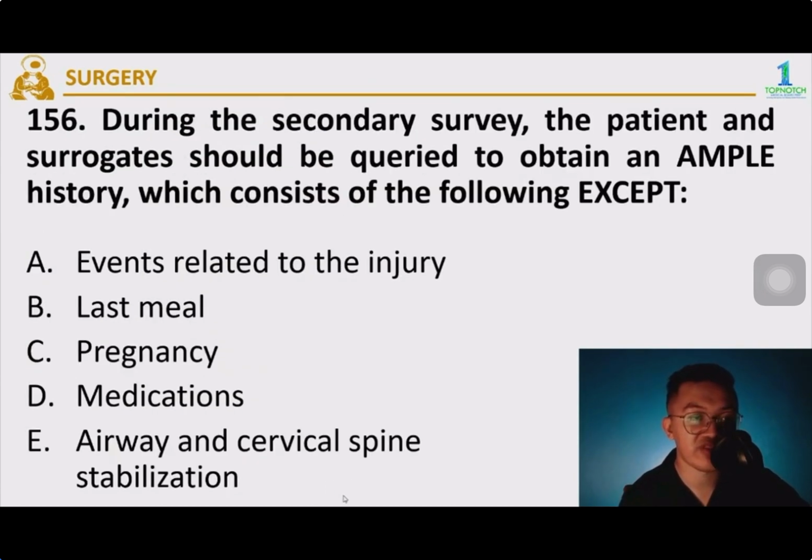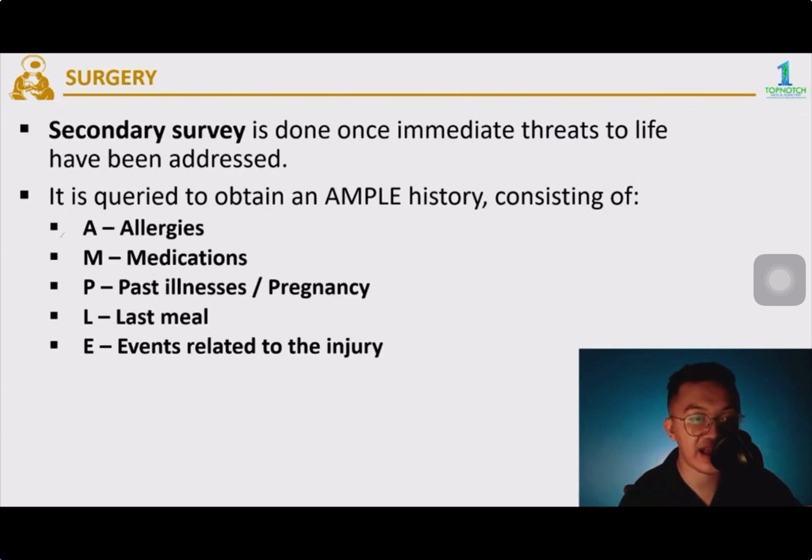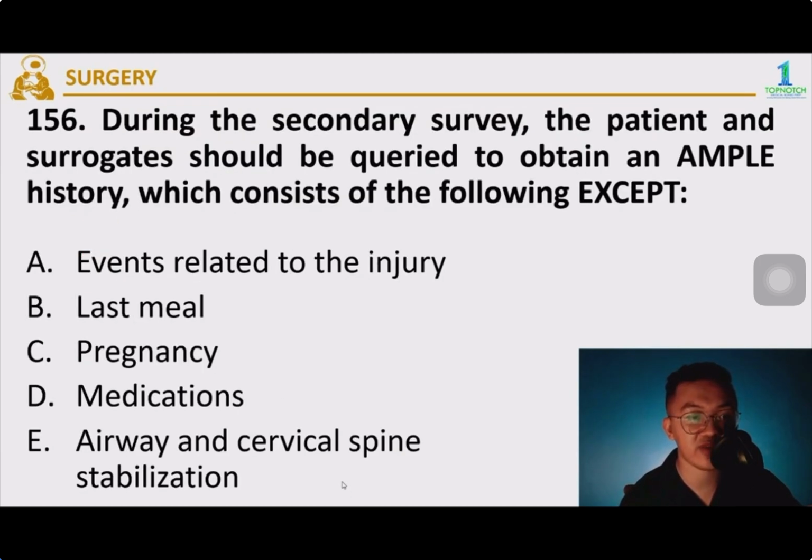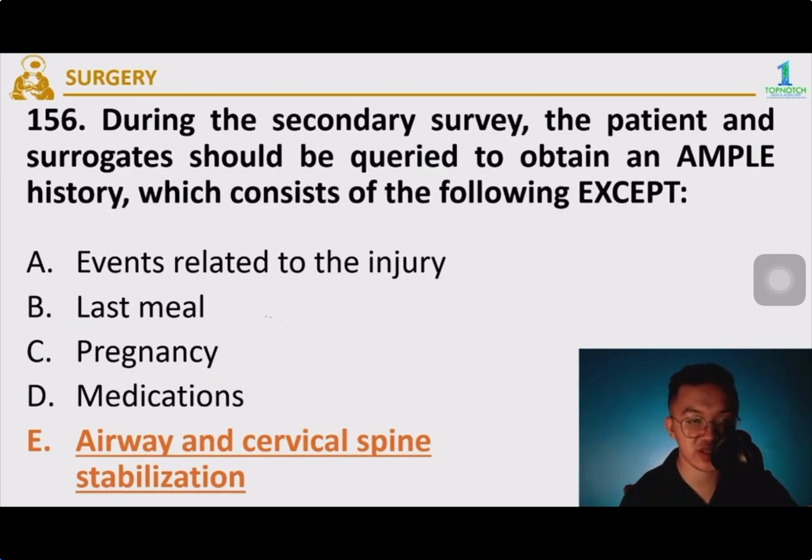156, during the secondary survey, the patient and surrogates should be queried to obtain an AMPLE history. AMPLE is actually a mnemonic for the secondary survey. The AMPLE consists of the following, except: AMPLE stands for allergies, medications, past illnesses, last meal, and events. So for 156, the incorrect one is airway and cervical spine stabilization, because this is actually part of your primary survey, which includes your airway and cervical spine stabilization, breathing, circulation, disability, and exposure.